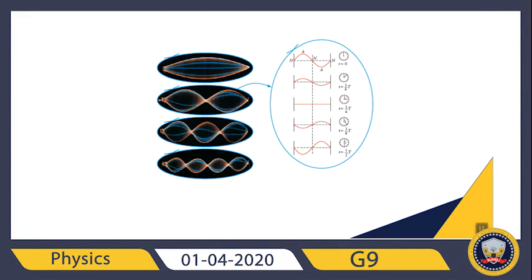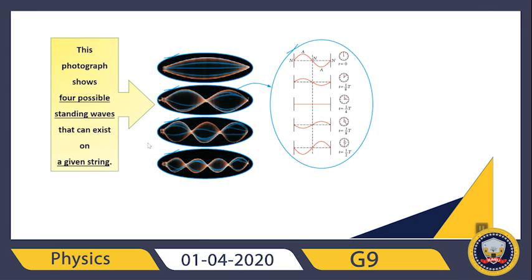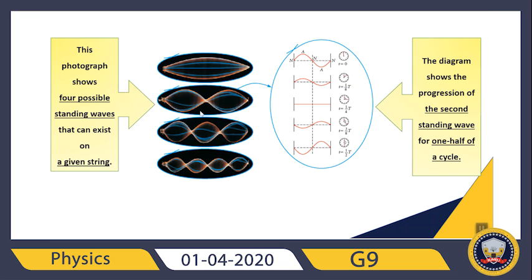Another example. Here on the left side, this picture shows 4 possible standing waves, like the previous one, but here 4, this is the fourth one, a new one. So these are 4 possible standing waves that can exist on a given string, and on the right side, just the second one, the progression of the second standing wave over half a cycle.